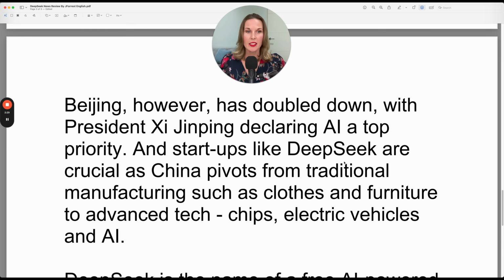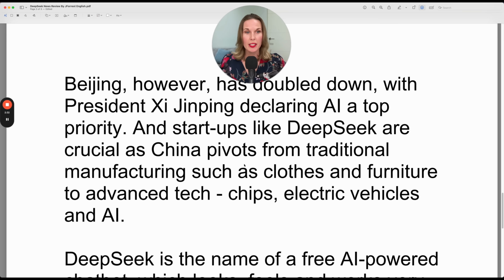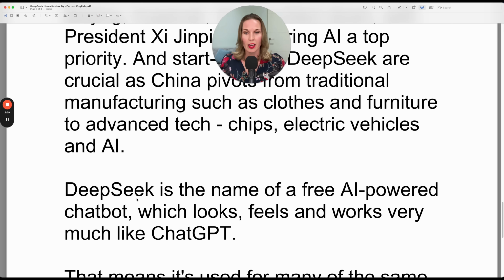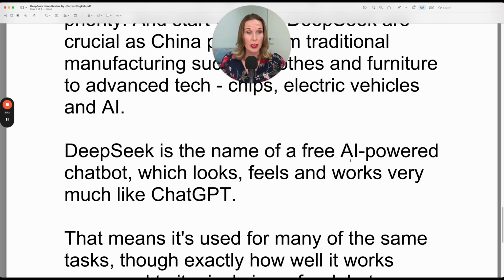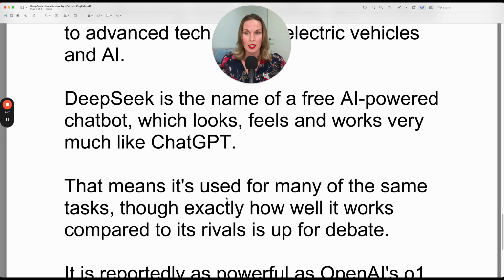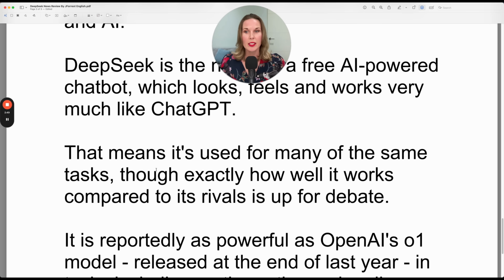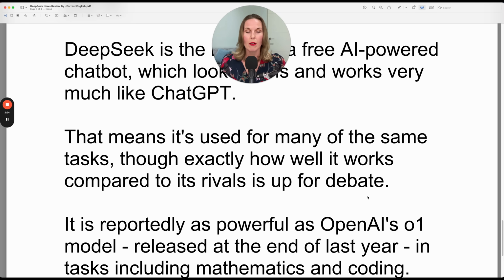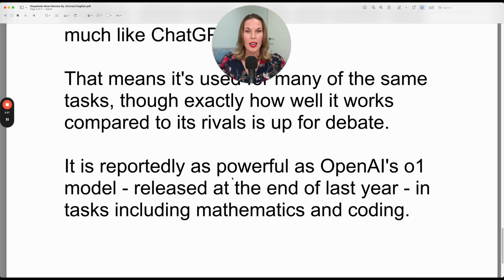And startups like DeepSeek are crucial as China pivots from traditional manufacturing, such as clothes and furniture, to advanced tech, chips, electric vehicles, and AI. DeepSeek is the name of a free AI-powered chatbot, which looks, feels, and works very much like ChatGPT. That means it's used for many of the same tasks, though exactly how well it works compared to its rivals is up for debate. It is reportedly as powerful as OpenAI's O1 model, released at the end of last year, in tasks including mathematics and coding.